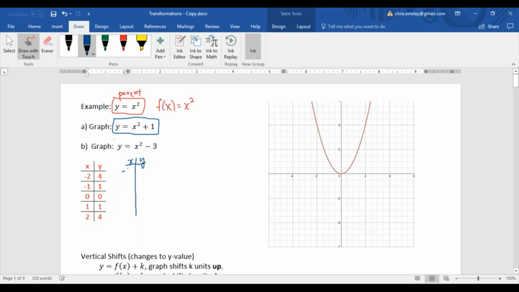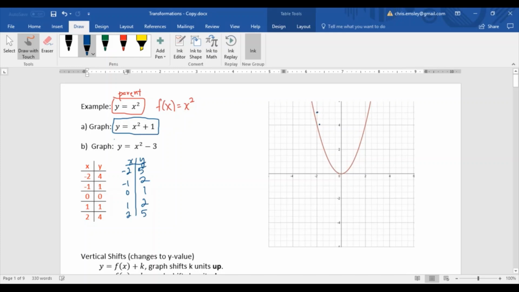Okay, so I'm going to use the same x values. Negative 2 squared is 4, and 4 plus 1 is 5. Negative 1 squared is 1, and 1 plus 1 is 2. 0 squared plus 1 will be 1. 1 squared plus 1 is again 2. And 2 squared plus 1 is 5. So let's plot those points for our new graph.